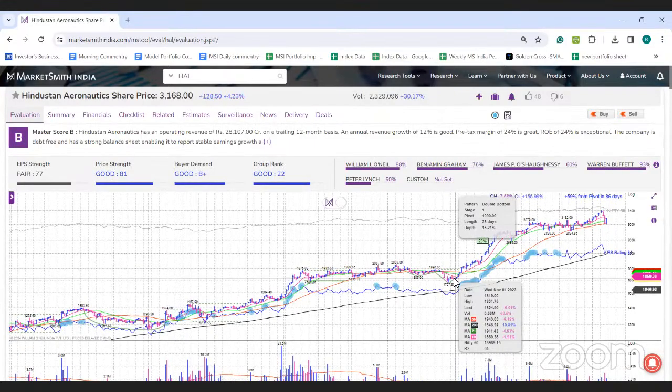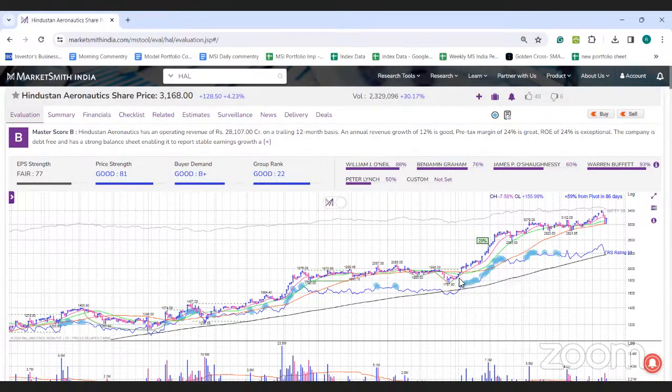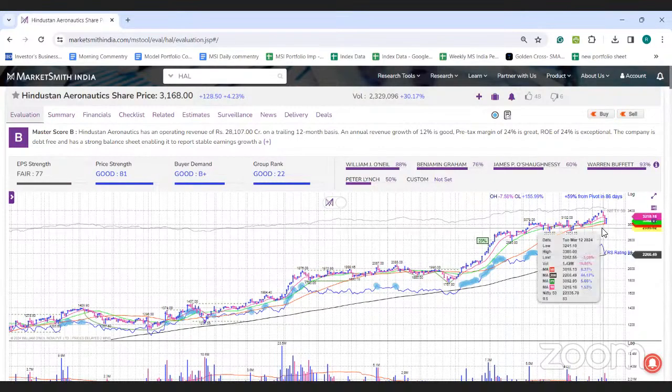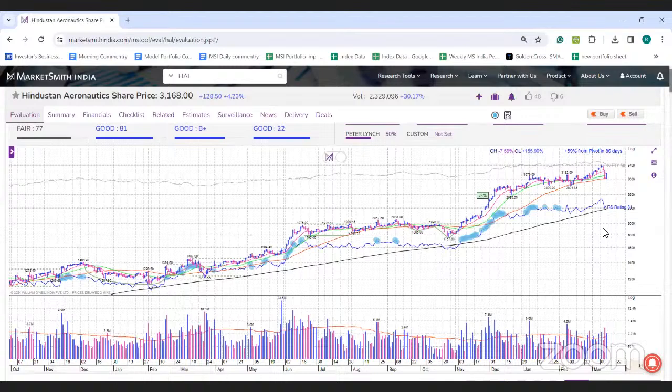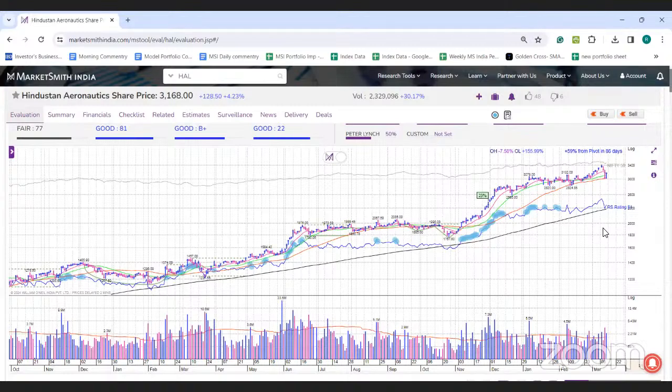Last time it broke out from a stage 1 base on November 7th, and from there it has advanced around 60-70%. In the last couple of sessions, on Monday it made a new all time high, on 11th March. Then on Tuesday and Wednesday there was a fall, especially yesterday on higher volume. But again, this is what I was discussing at the start of the webinar. If it is a good stock, it will take support at the 21 or 50.